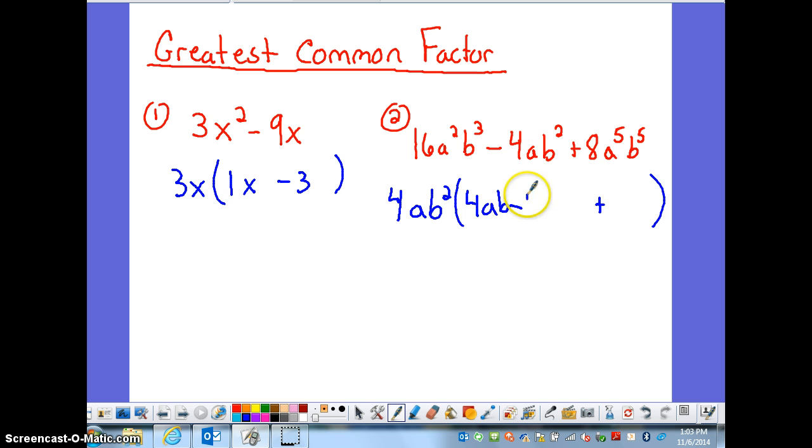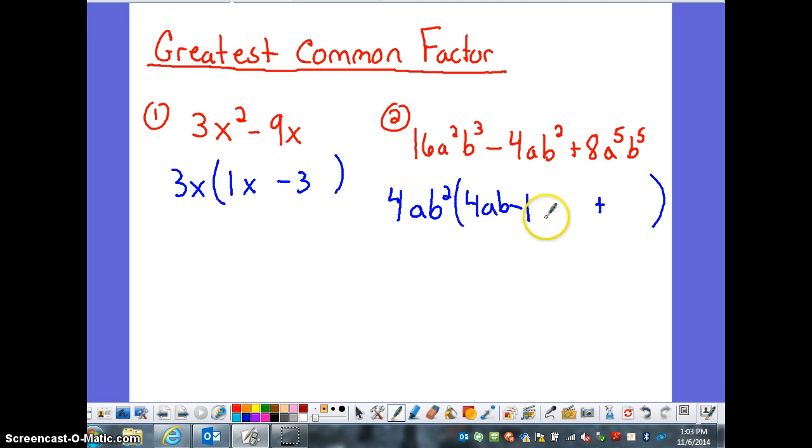4 divided by 4 gives me again a 1. They had an A, I took it out. They had 2 B's, I took them out. So there's only just a minus 1 there in the middle. So I'm actually just going to clean that up, make that look a little bit nicer. This is going to just be a minus 1. Now plus 8 divided by 4 is going to give me a 2. They had 5 A's, I took 1, so they still have 4 left over. And then B is they had 5 and I took 2, so now they have 3 left over. So that's it for the greatest common factor.